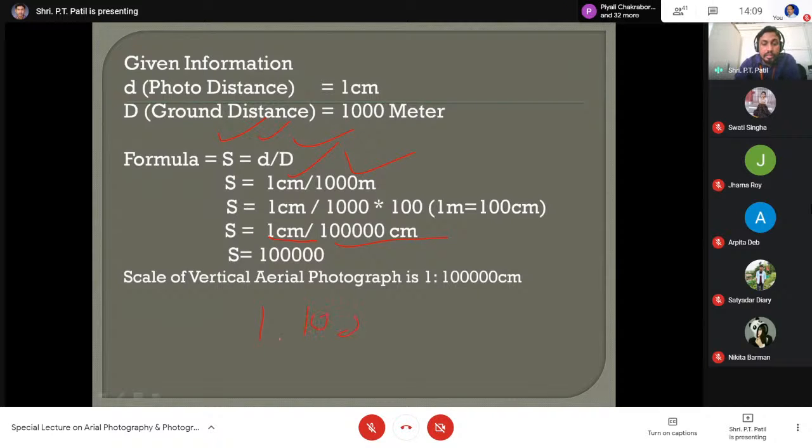It is very easy to calculate. It means 1 centimeter on the map represents 1 lakh centimeter on the ground. So this is the scale of the aerial photograph. In this way, we are able to calculate the scale, the photo distance, even the distance on the ground, with the help of photogrammetry. This is one of the examples used to calculate the scale of the aerial photograph.